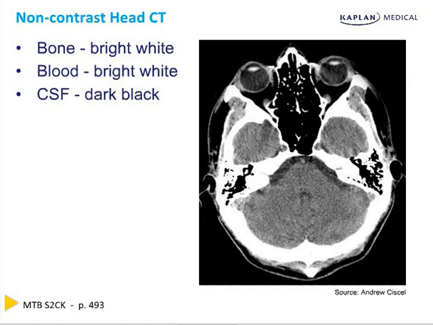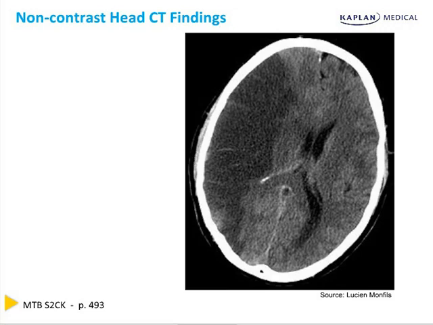Perhaps the most important thing to note on any brain CT scan is symmetry. Both sides of the brain should appear symmetrical, and if there is asymmetry present, it means that something is wrong. We will now review some of the classic pathologic findings seen on non-contrast head CTs that may appear on your Step 2 CK exam, starting with ischemic stroke.